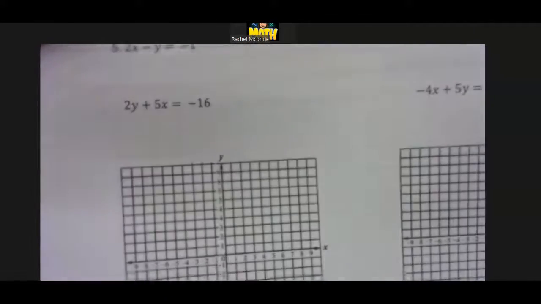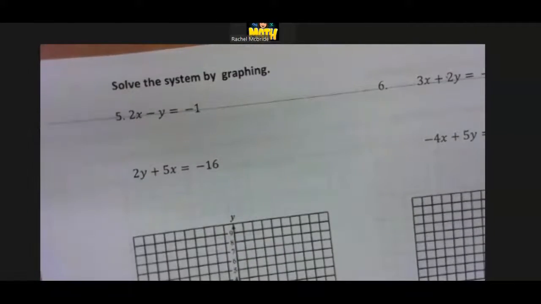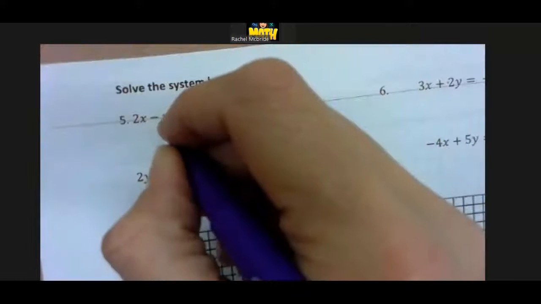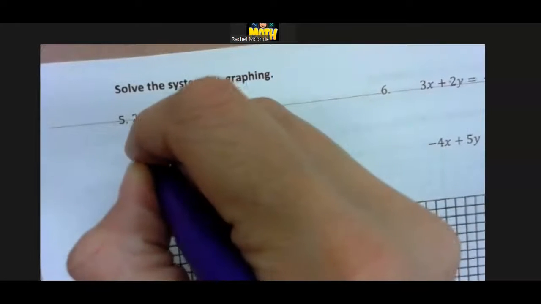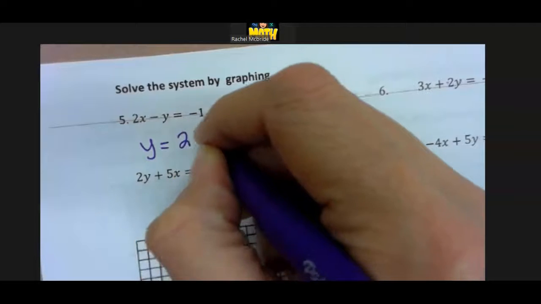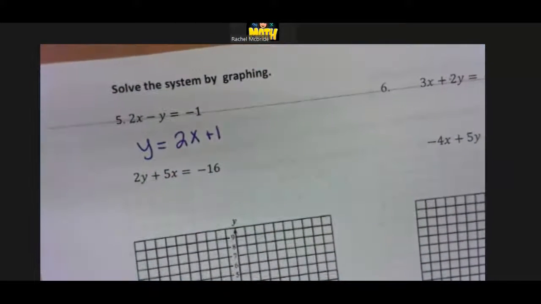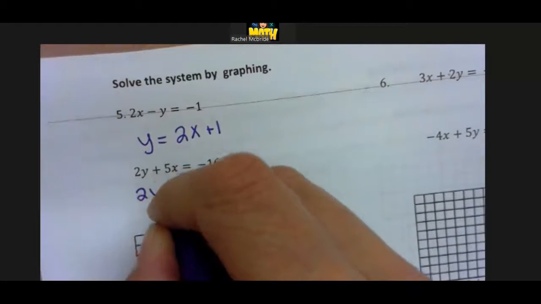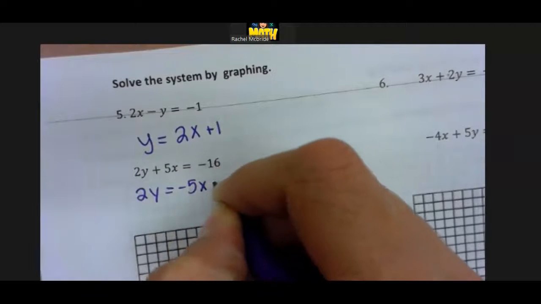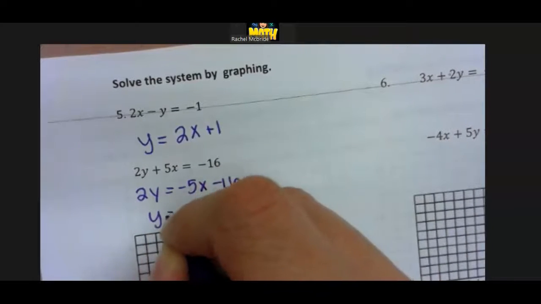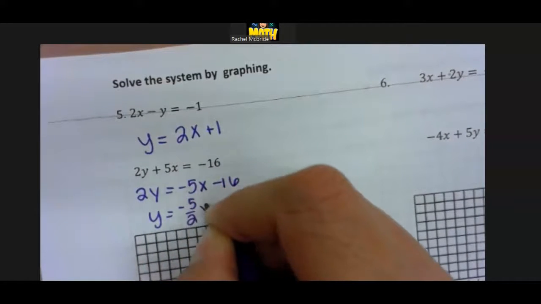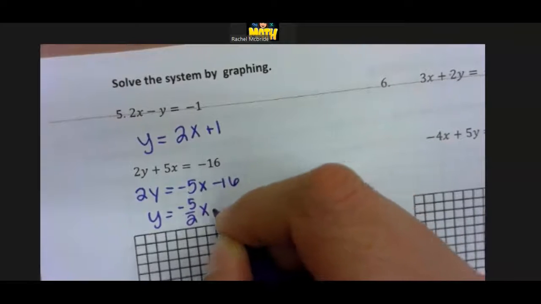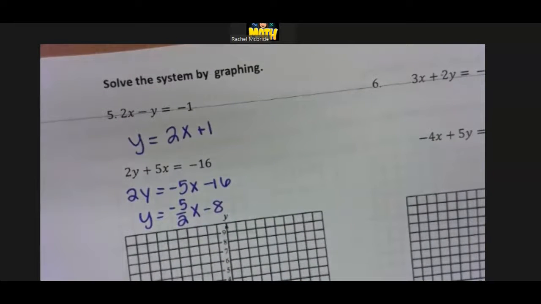So what we're going to do is graph our equations. So we have 2x minus y equals negative 1. Again, I have a tendency to write them in y equals mx plus b form. So for this one, I could add my 1 and add my y. So y is equal to 2x plus 1. And then over here, 2y equals negative 5x minus 16. So y equals negative 5 halves x, and 16 divided by 2 is 8.